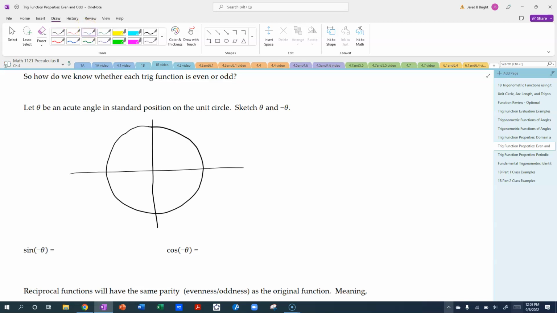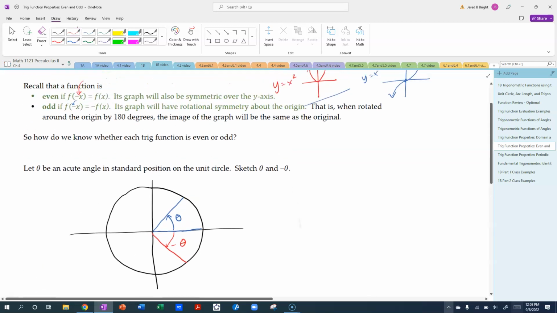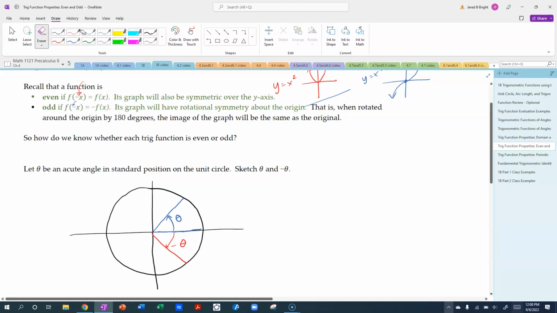We are going to draw theta. So I'm going to say, okay, here's my initial side, and then I'm saying that theta is this, and then it says sketch theta and minus theta. So then I would go by the same angle measure, just in a clockwise fashion. Okay, so there's negative theta. And then it's saying, well, what is sine of minus theta? And the idea is that we're looking for one of these two things to pop out. Is it the original function or is it the opposite?